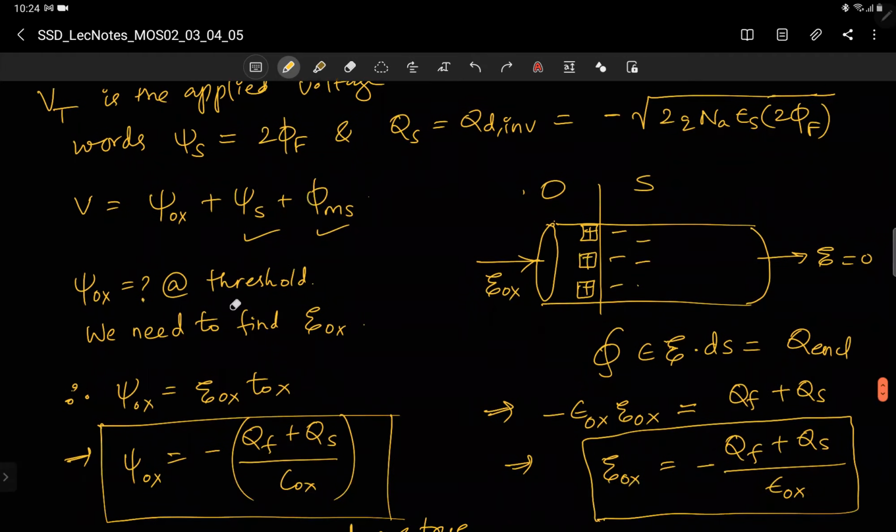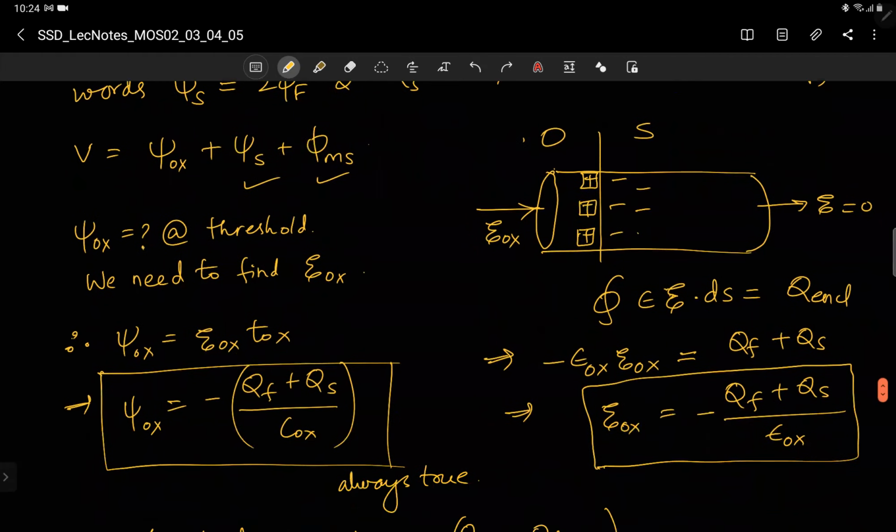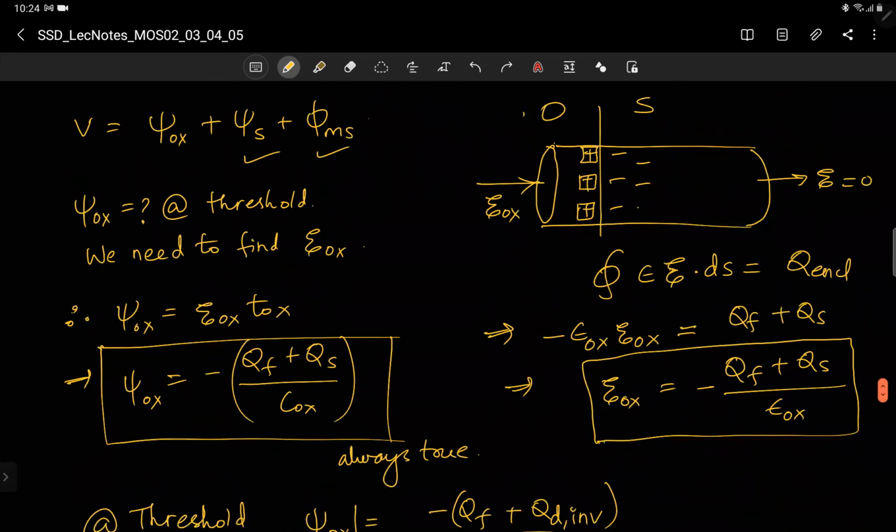What is Ψox at threshold? For that we need to find Eox, the electric field in the oxide. Again, take a Gaussian pillbox across the metal, oxide, and semiconductor. This is the interface. Now that we have to introduce the non-ideal case, there is a fixed charge QF here, and there is some semiconductor charge QS here. So this is QF, and this is QS. All right, so Eox is directed this way into the surface.